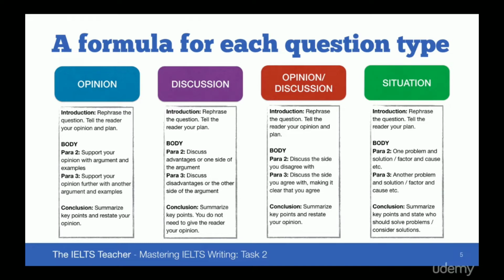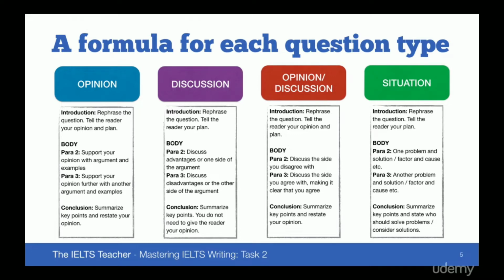In the body, we're going to support our opinion once, and then we're going to support our opinion even further. We do not have to entertain the opposite point of view. We only need to think about our own opinion. In the conclusion, we summarize the key points and we restate our opinion. So we want to state the opinion again.